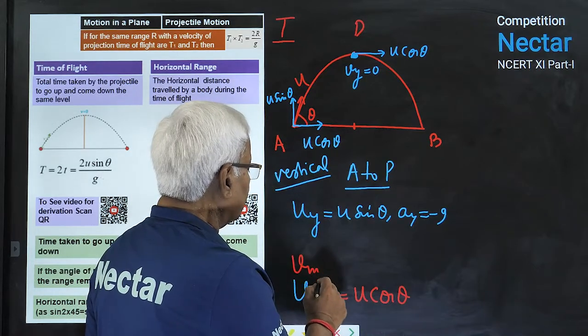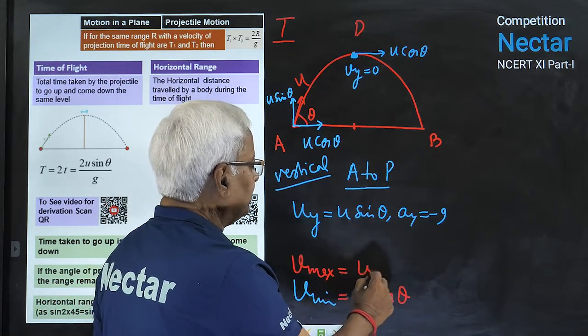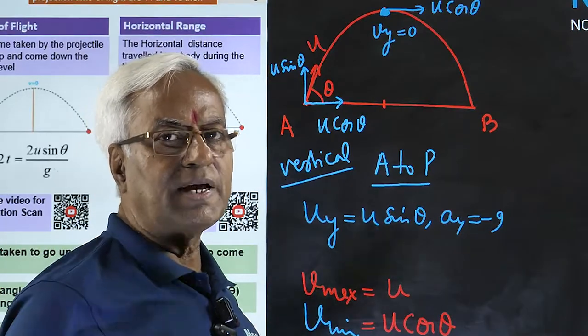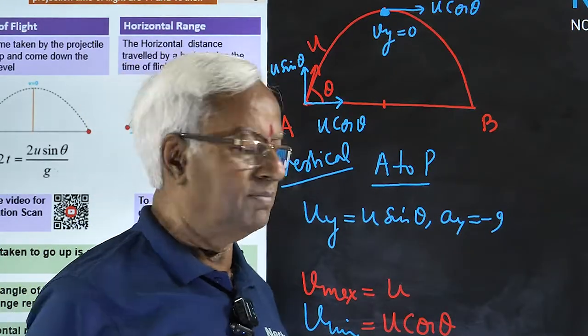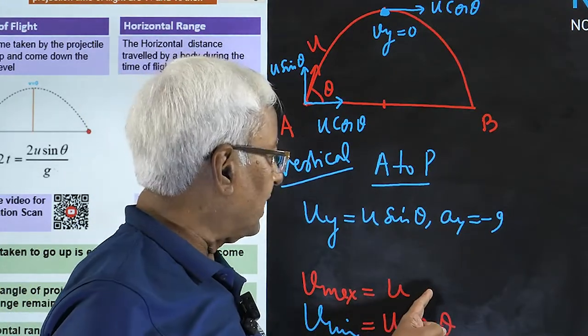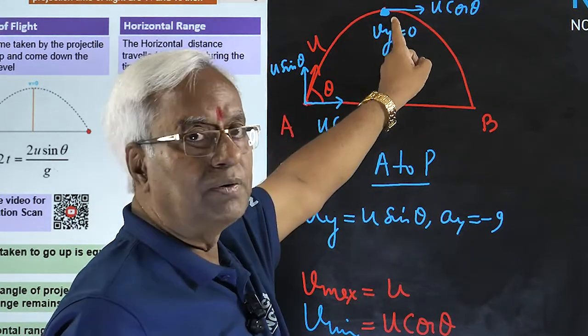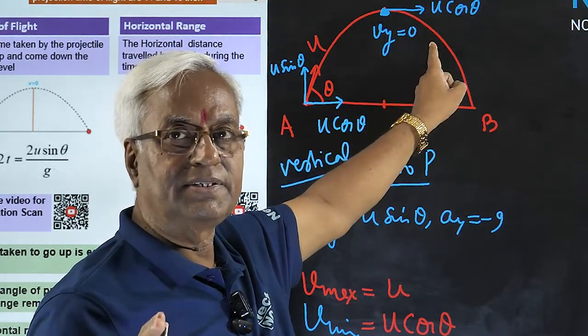I would ask you, what is the maximum velocity? Obviously it is at the lowest point, that's u. When velocity is maximum, kinetic energy will be maximum. So it will correspond to maximum kinetic energy. Here, since the velocity has gone minimum, it's a minimum kinetic energy.